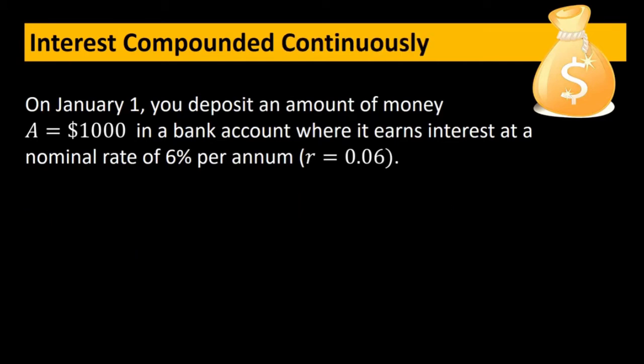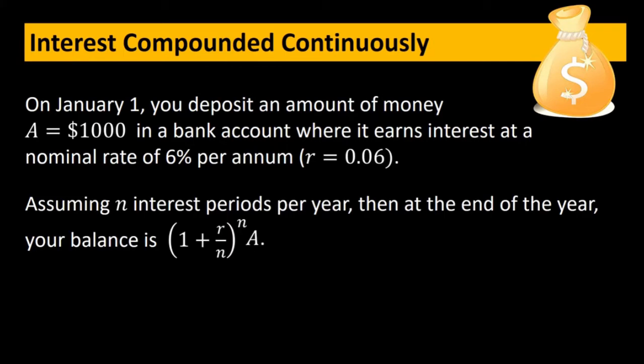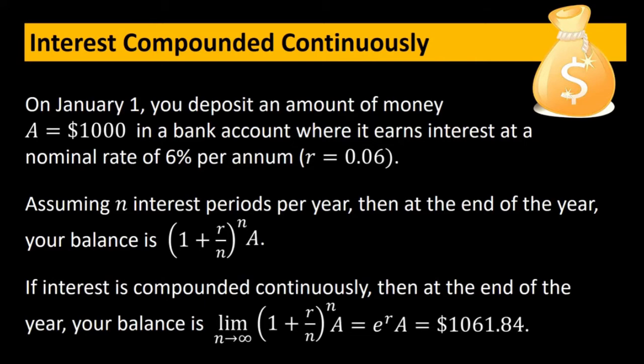So for this, we'll start just as before, same setup. If interest is compounded n times per year, then at the end of a year we have n interest periods, and our balance has been multiplied by this factor, 1 plus r over n, to the power n. For continuously compounded interest, we let n go to infinity. The limit, as I'll explain, is found by multiplying by e to the r. In our example, that means a year-end balance of $1,061.84.